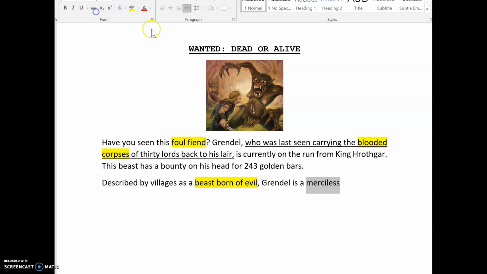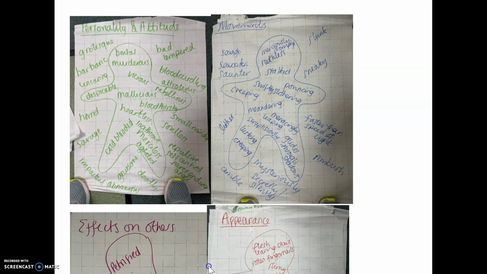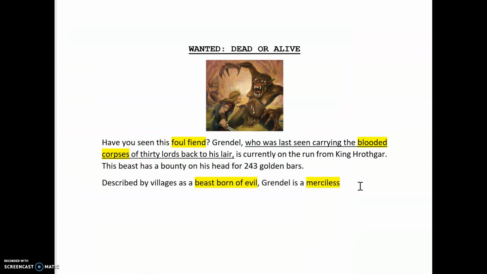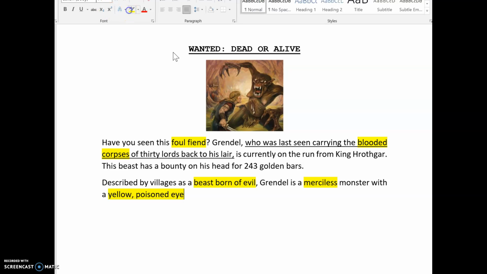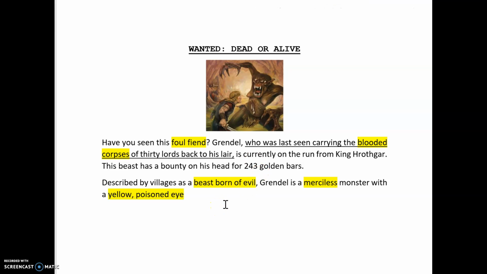and that's a word I planned last week on my gingerbread men. I think I did it for personality and attitude. He's merciless. Grendel is a merciless monster with a yellow poisoned eye. That's going to be quite key for the villagers to be able to report back, because not many people have yellow poisoned eyes that are walking around.